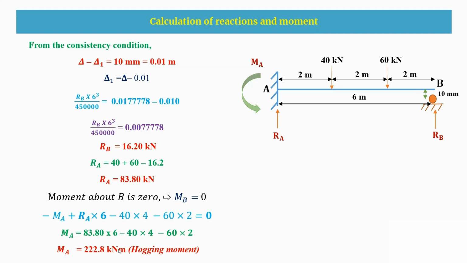As we got the positive value, I'll keep this hogging nature in the same way. If I get a negative value, I'm going to change the direction of this arrow to the other side. As it is in anti-clockwise, now I'm going to keep it in clockwise, then the nature will be sagging in nature. So now as it is, I'm keeping it hogging in nature. So this is how we are going to calculate the reactions and moments.